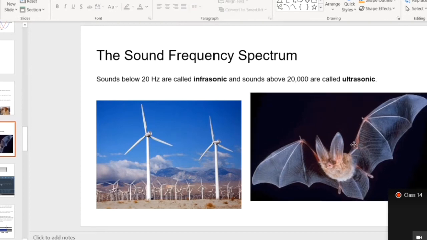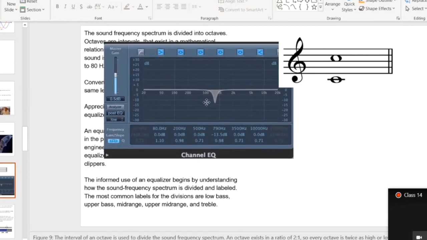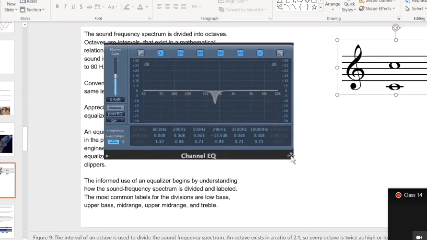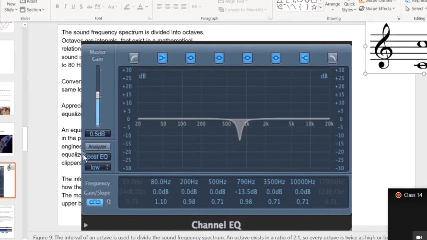The reason why I have an animal here that's not a person is because people hear between 20 and 20,000 hertz. And that means when it comes time to use our equalizers, you will notice these numbers, because these are the sounds that we can hear, right? Here's 20, and then you go all the way up to 20,000, and notice that this equalizer here has a small dip around 1,000. That means the frequencies around 1,000 have been attenuated or turned down.